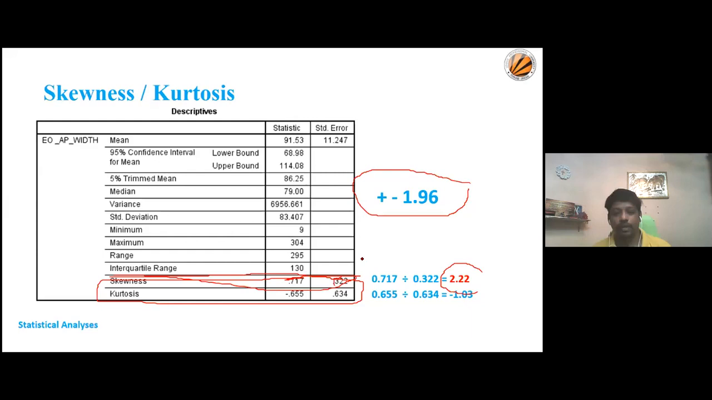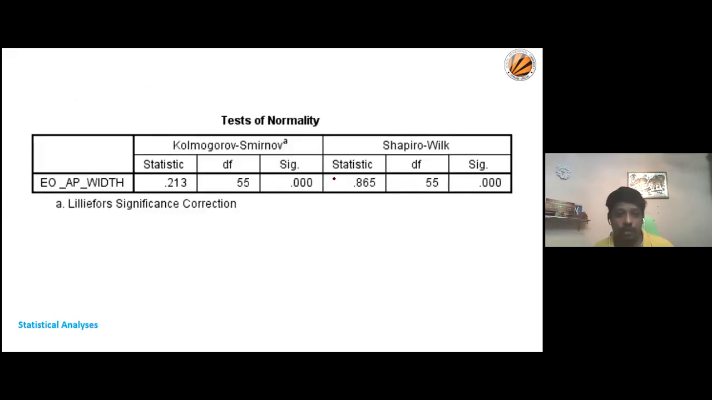Here you can see the kurtosis. When you divide this, you get minus 1.03, and this value lies within the range of 1.96. It means that based on the kurtosis, the data is approximately normally distributed. And here is the result which I get when I do a normality testing.